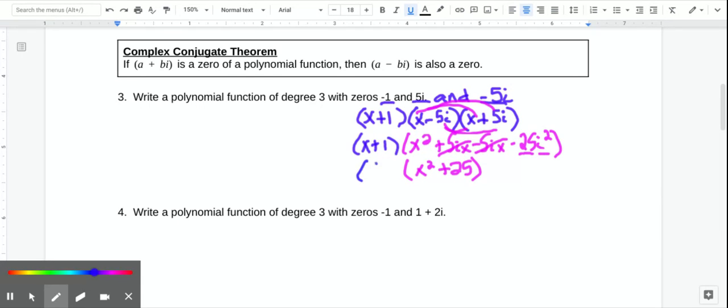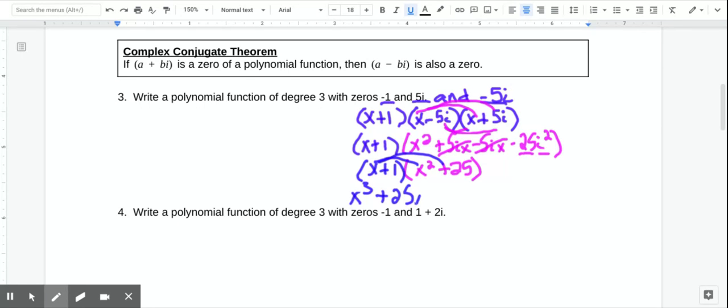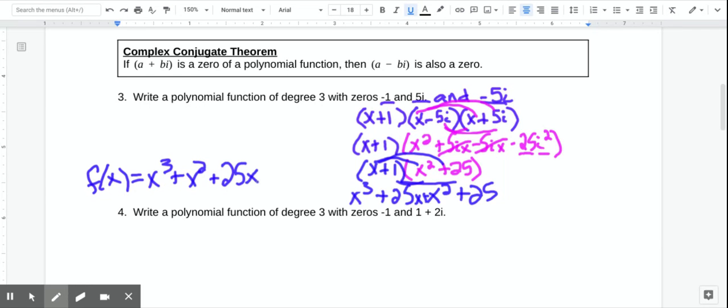And then I have x plus 1, and then I'm just going to finish multiplying these two things. So I get x cubed plus 25x plus x squared plus 25. And then if you just want to rearrange it, the function, we'll just call it f of x, is x cubed plus x squared plus 25x plus 25.